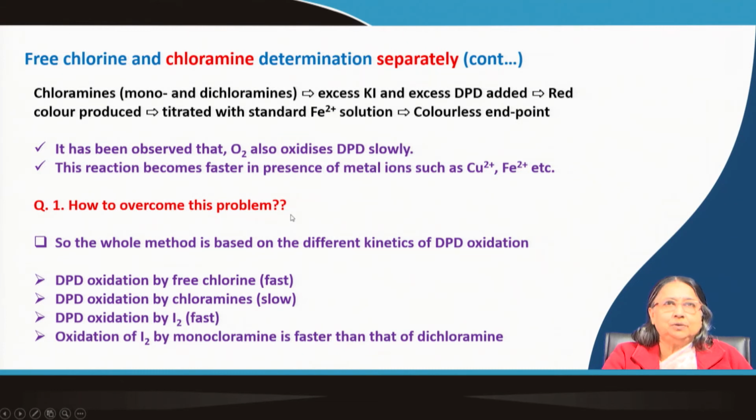How to overcome this problem? I have not written the answer, but I told the answer. So, the whole method is based on different kinetics of DPD oxidation. DPD oxidation by free chlorine is fast, DPD oxidation by chloramine is slow, DPD oxidation by iodine is fast. Oxidation of iodine by monochloramine is faster than that by dichloramine. So, you have used all these things in this measurement.